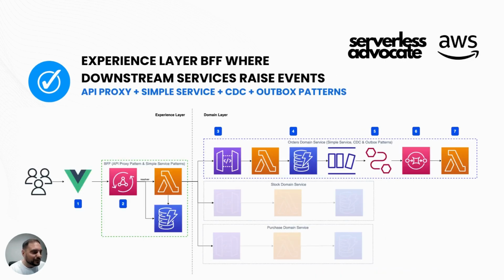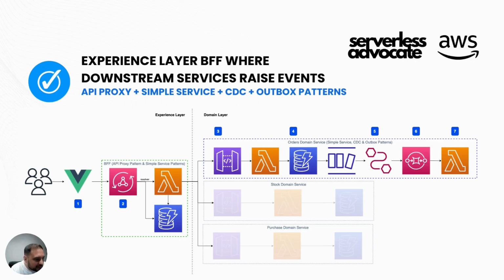And let's look at one more. So we talked about experience layers. So this one is an experience layer BFF where downstream services raise events. So this is API proxy with simple service, with CDC, with outbox patterns.